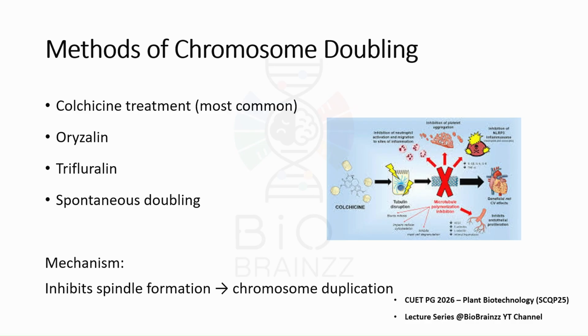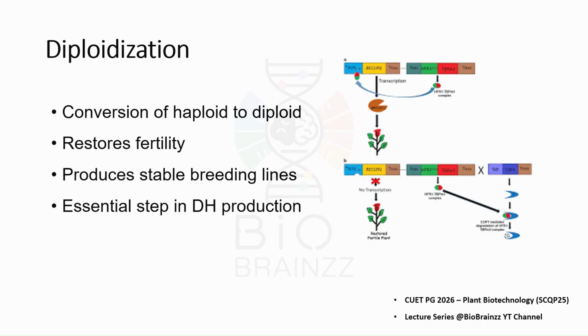Chromosome doubling method. Chromosome doubling is commonly induced using chemicals such as colchicine. These chemicals disrupt spindle fiber formation during mitosis. As a result, chromosomes fail to separate and remain in the same nucleus, efficiently doubling the chromosome number. Diploidization converts haploid plants into fertile diploid plants. This step is essential for practical breeding applications. The resulting plants are completely homozygous and genetically stable, making them ideal for breeding material.